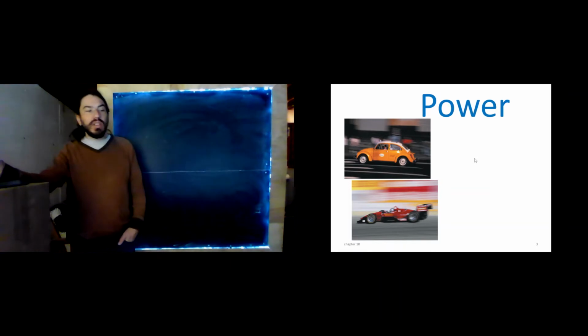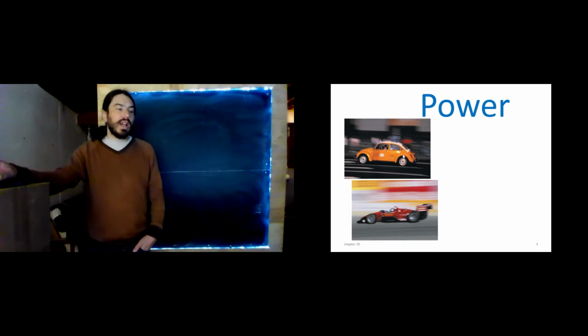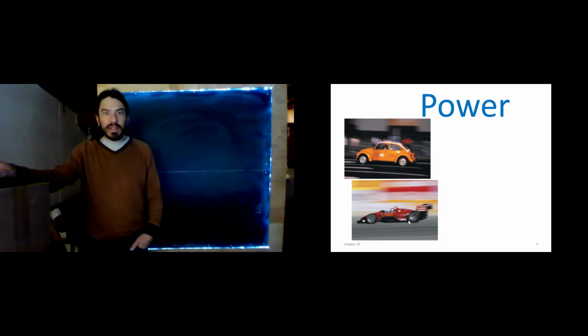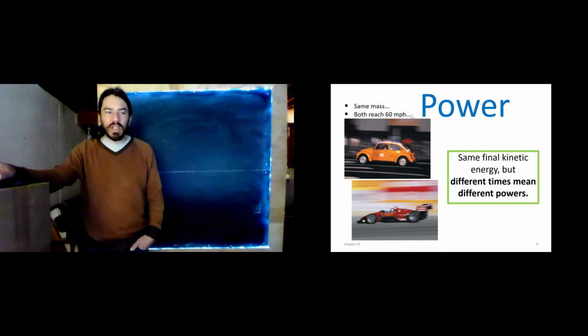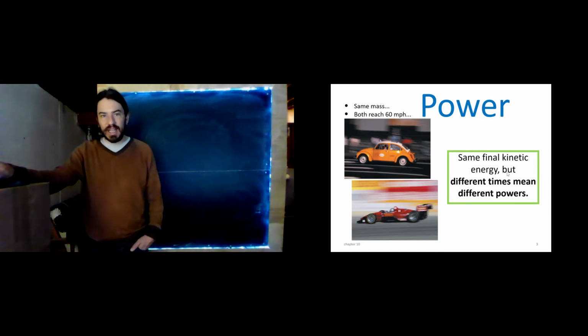Here we see two cars. We see a Volkswagen Beetle and this fast race car. These might have about the same mass, and they can certainly both get going 60 miles per hour. But which one takes longer to do that? Well, almost certainly the Volkswagen Beetle takes longer. So if they have the same mass, and they both reach the same final velocity, then they have the same final kinetic energy. But we can easily imagine that it would take longer for the Volkswagen Beetle to get there than for the race car. This means that they produce different amounts of power.